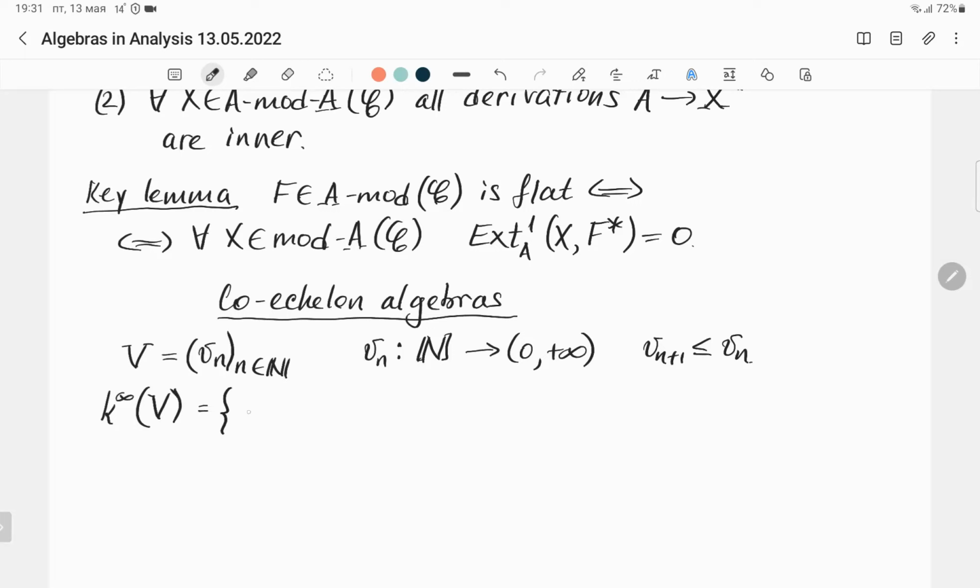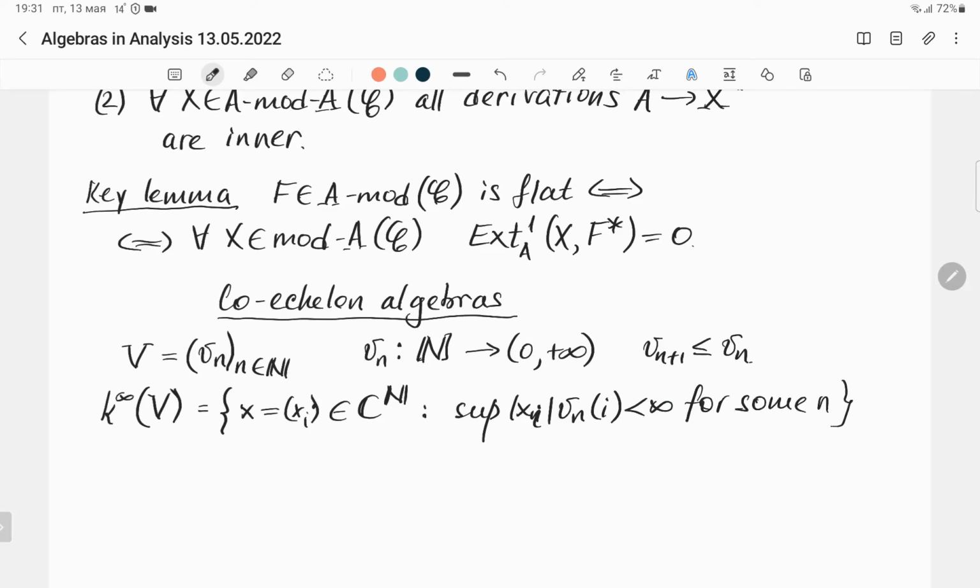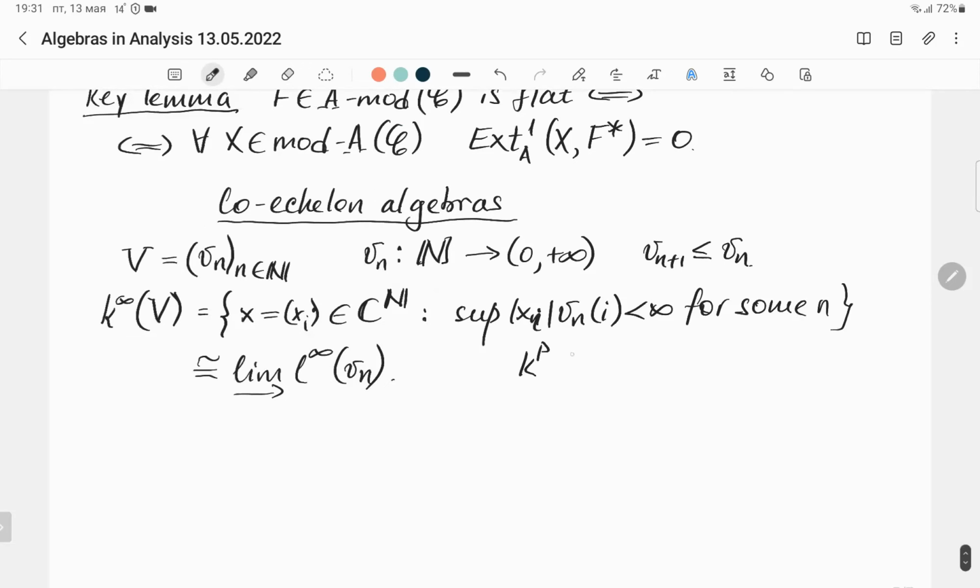This is the space of those complex sequences x_i such that the following supremum is finite for some n. In other words, this is the direct limit of the weighted L infinity spaces. And similarly, we can define K_p of V, where p is between 1 and infinity.